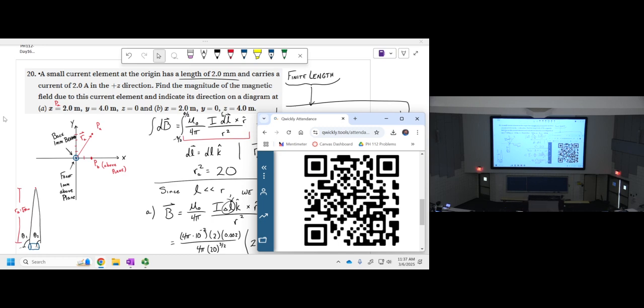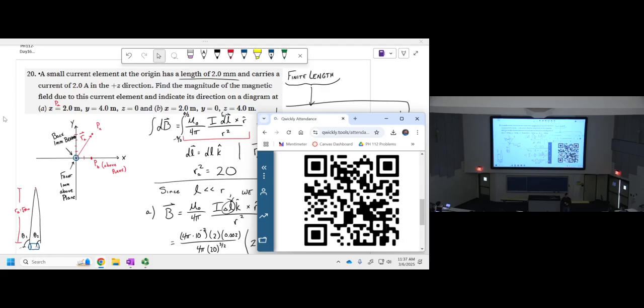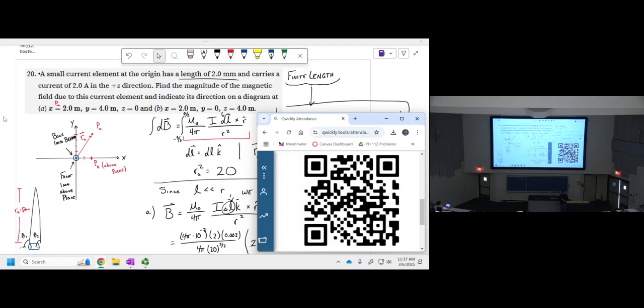The square root of 20? Okay, that's a good question. Where did the square root of 20 come from? Well, we know that r is 2i hat plus 4j hat. Then r is going to be the magnitude of that vector, so that's the square root of 2 squared plus 4 squared.